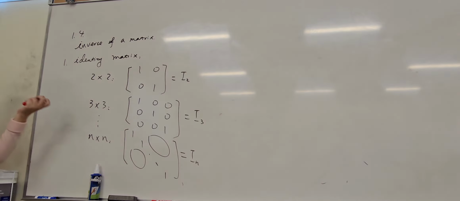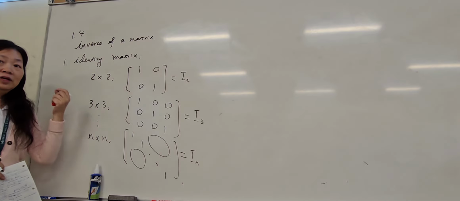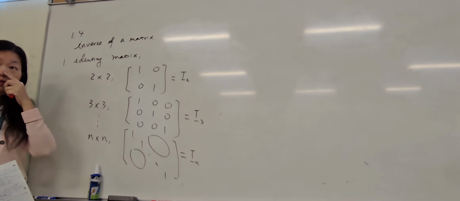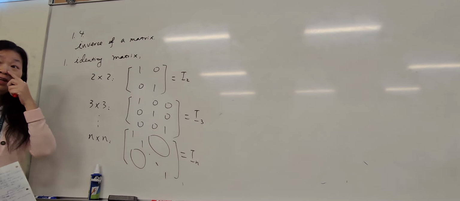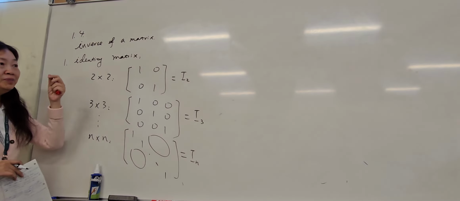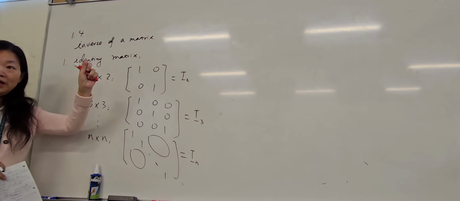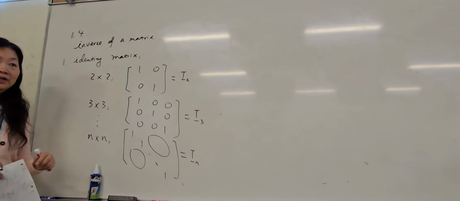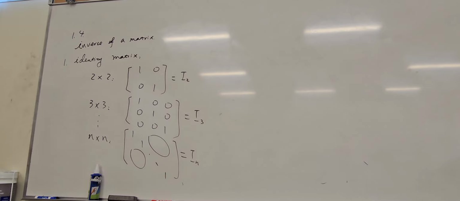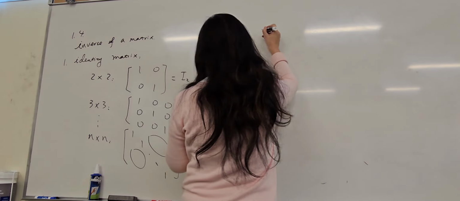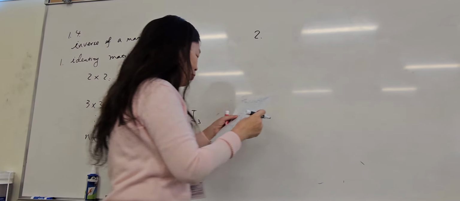You think in linear algebra, do they use square matrices more than non-square? What do you think? Square matrices. Yeah, they use a lot of square matrices because square matrices give you a lot of properties, okay? Like they give you the trace, right? Trace only happens in square matrices, and then they give you the identity matrix, okay? Any questions here?